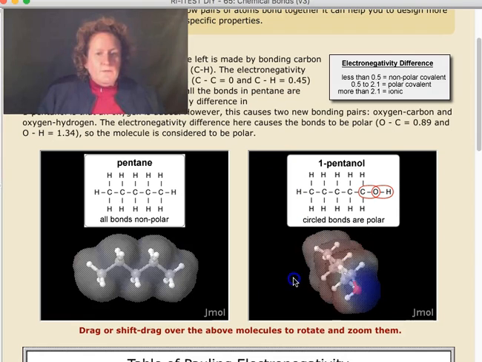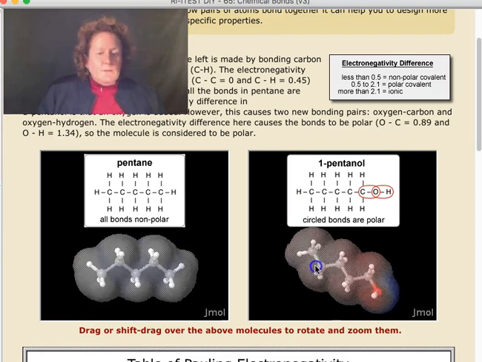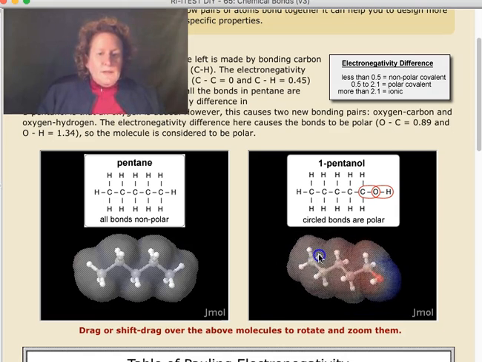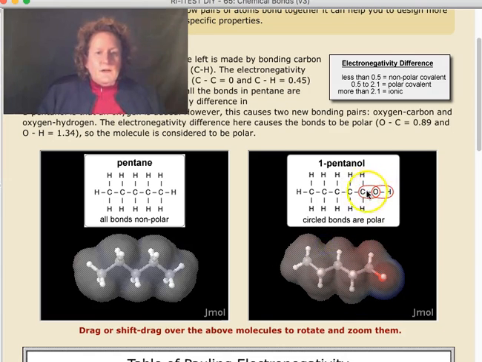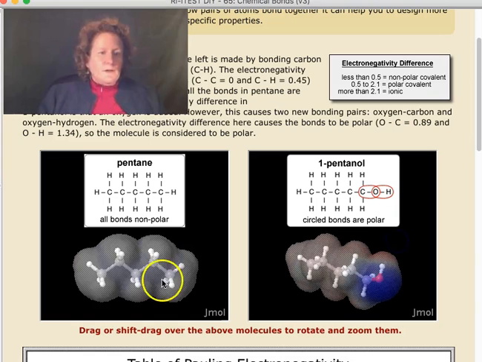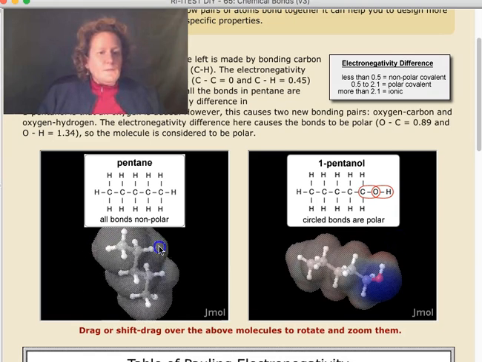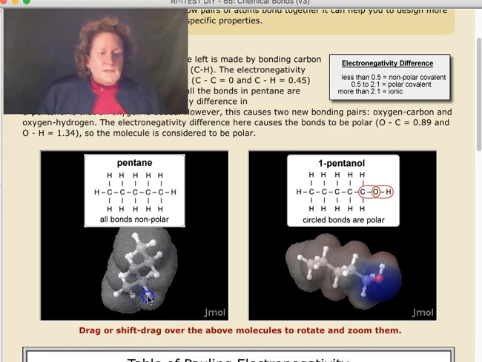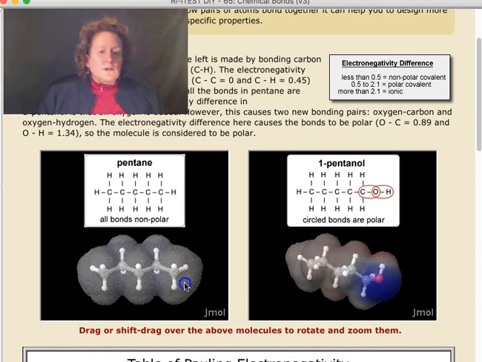and you need to know about charged atoms. If we look at pentane and 1-pentanol, we see that 1-pentanol has an oxygen here, a carbon-oxygen and an oxygen-hydrogen bond, and it ends up being charged on the end with the oxygen. Here, pentane is a little bit charged here and there, but since it doesn't have an oxygen, it's largely uncharged.